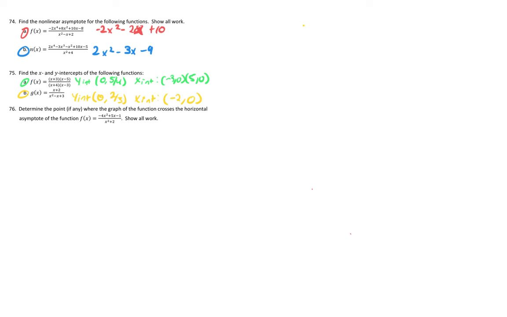Determine the point, if any, where the graph of the function crosses the horizontal asymptote of the function. F of x is equal to -4x squared plus 5x minus 1 over x squared plus 2. Show all work. Okay, so first thing to notice is that we have the same power, so it'd be -4 over 1, or -4 is the horizontal asymptote.